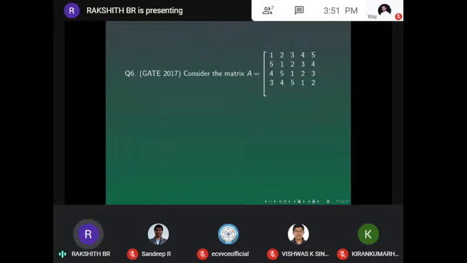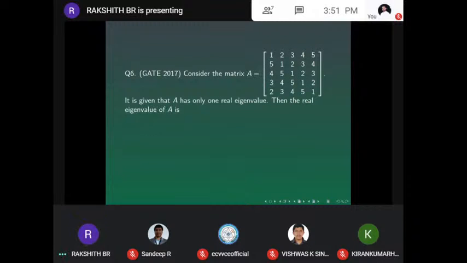Let me consider the problem here. Consider the matrix A as shown. It is given that A has only one real eigenvalue. Then what is the real eigenvalue of A? The problem is made much easier by stating that it has only one real eigenvalue.